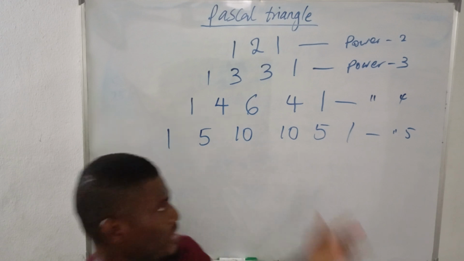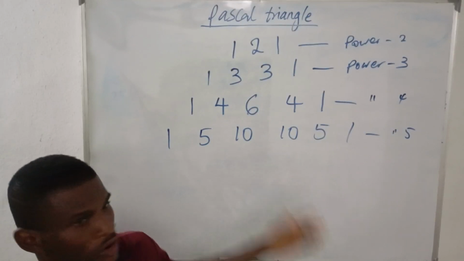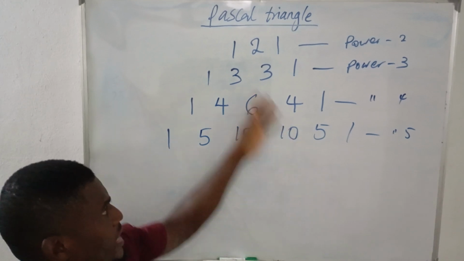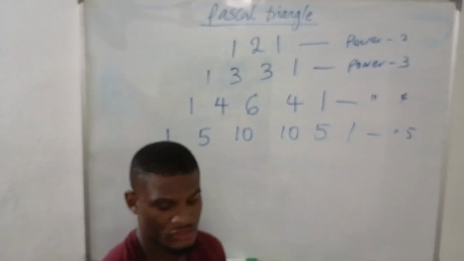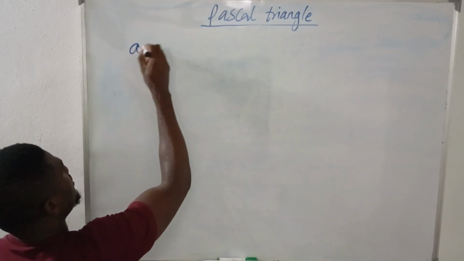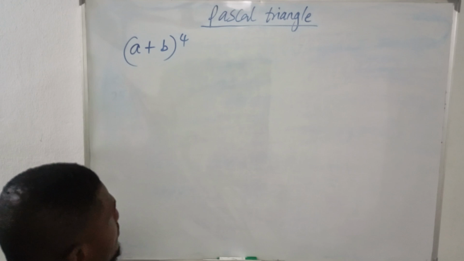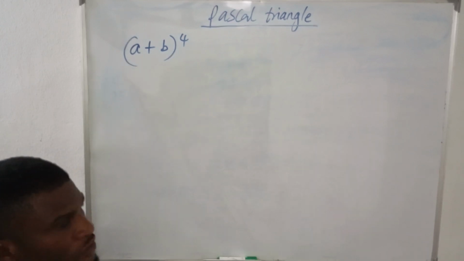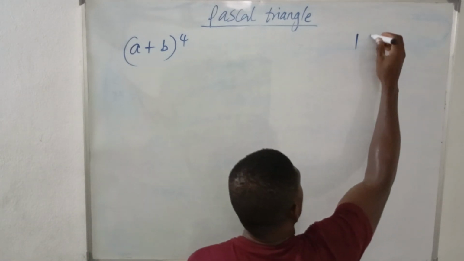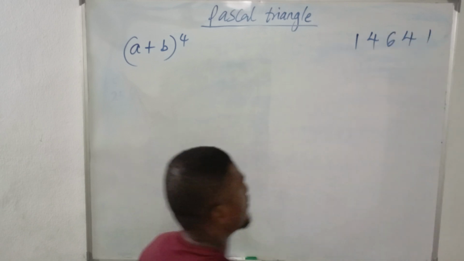Now the next question will be, how do you apply this in solving questions? And how does this help in calculus? We're going to start with how we apply this first, in expansion. Let's expand a plus b to the power of 4. Let's not forget that for the power of 4, the coefficients would be 1, 4, 6, 4, 1.